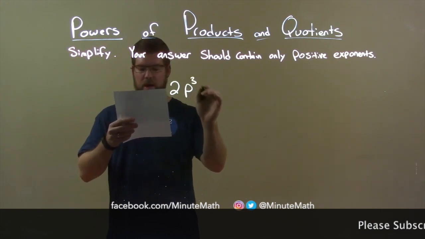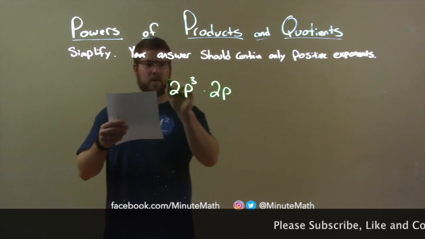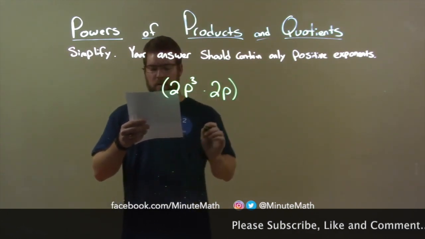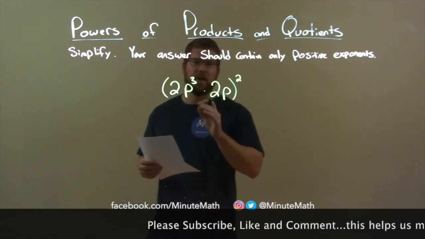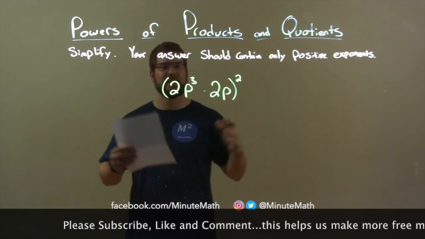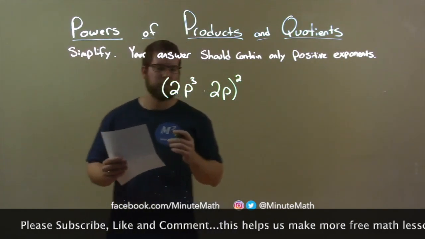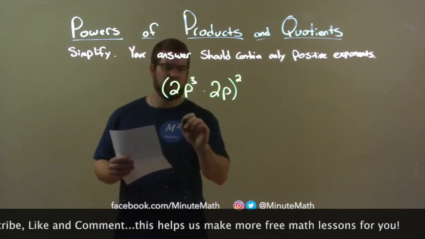2p to the third power times 2p. All of that's going to be raised to the second power. Okay? Well, since we have like terms inside the parenthesis, we can multiply and simplify it. So I like to condense that first. Okay? Look at the coefficients. 2 times 2 is 4.